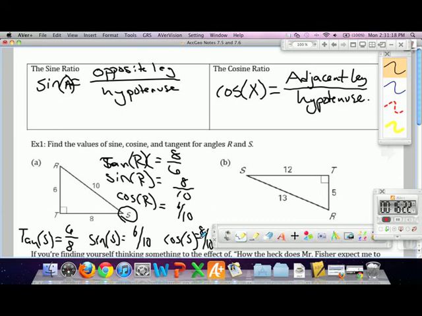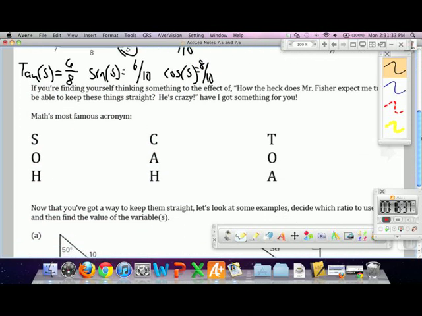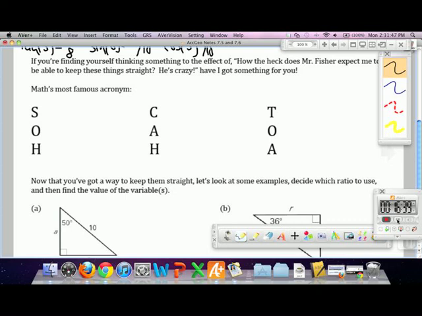Before you try, you can do it on your own if you want right now. But let's skip ahead just a touch. What if you're like this person? What if you're finding yourself thinking something to the effect of, how the heck does Mr. Fisher expect me to be able to keep these things straight? He's crazy. Have I got something for you.